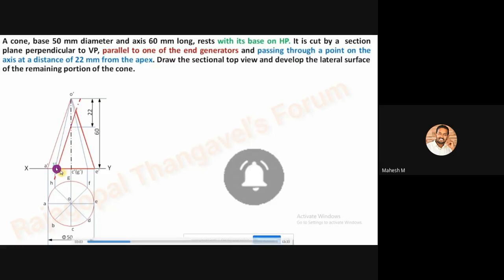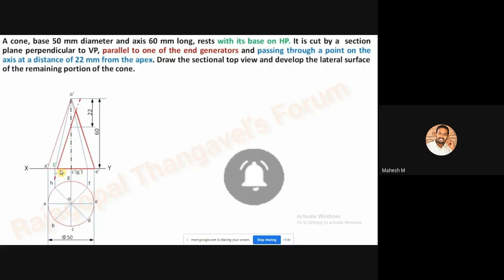Similar to that, the base is a circle. Okay, so if the base is fully cut, it will cut here and it will cut here. So here also we are having 2 cutting points. So totally 7 cutting points are available. Okay, so this is how we have to choose our cutting points. And the end point is 7 dash.